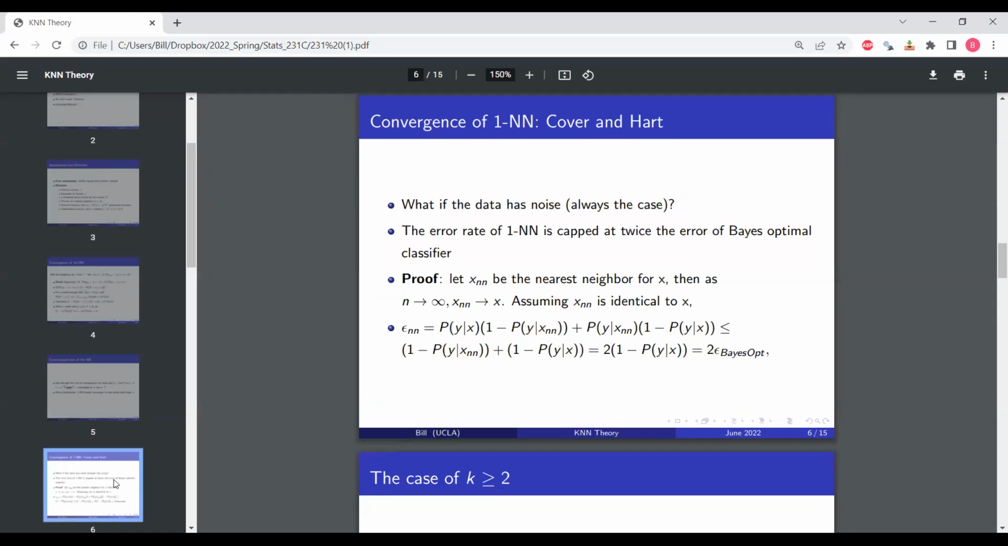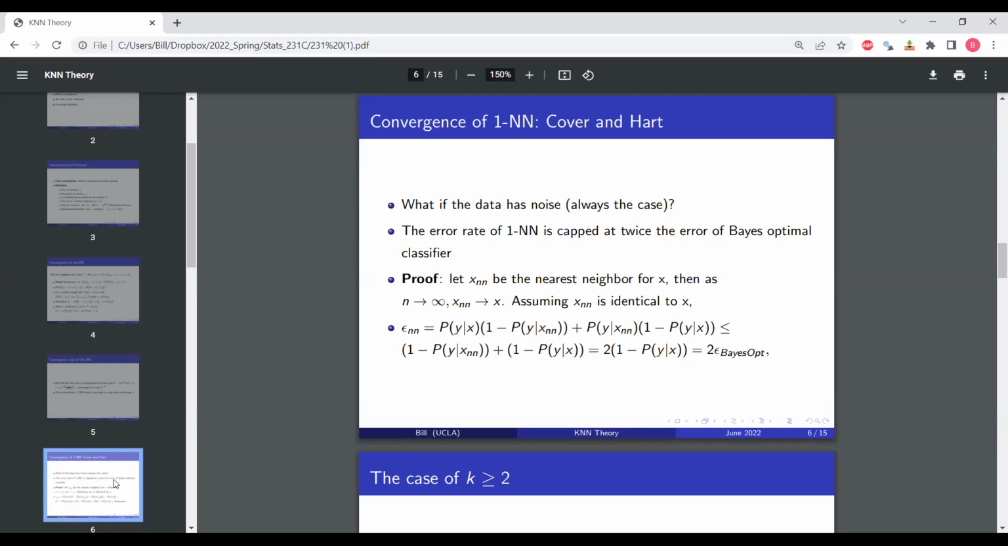So now after we establish that the nearest neighbor does converge to x, we want to prove that the algorithm itself actually converges to the true value. Here we're assuming that the data has noise, which is always the case. First of all, we can say that the error rate for this 1-NN algorithm is capped at twice the error of the Bayes optimal classifier. The proof of this is relatively simple.